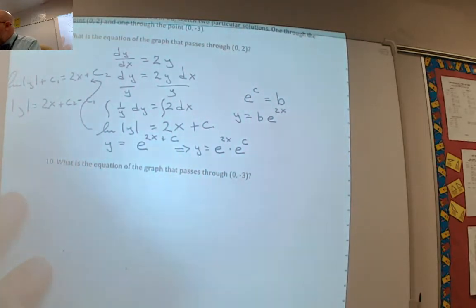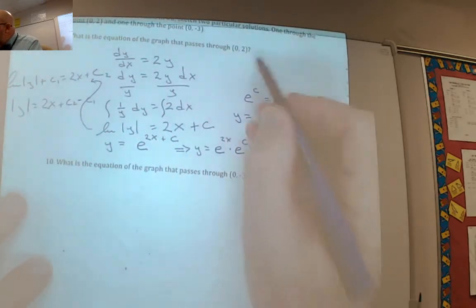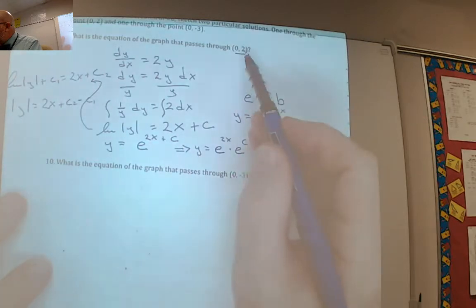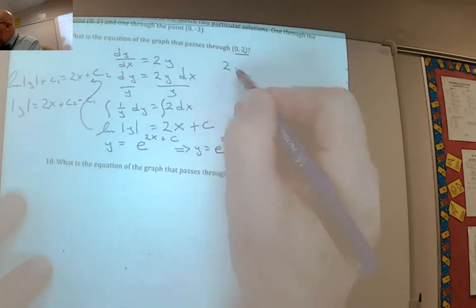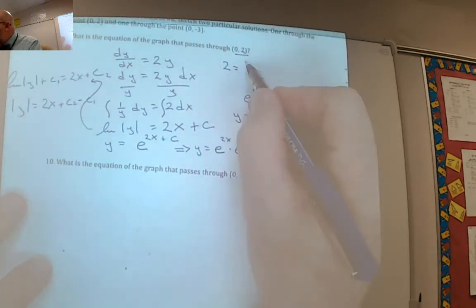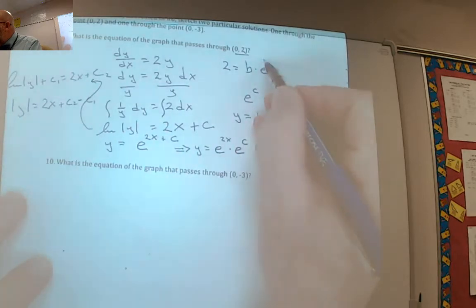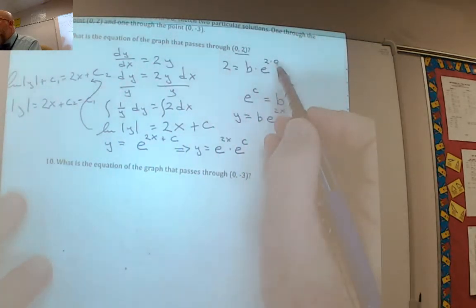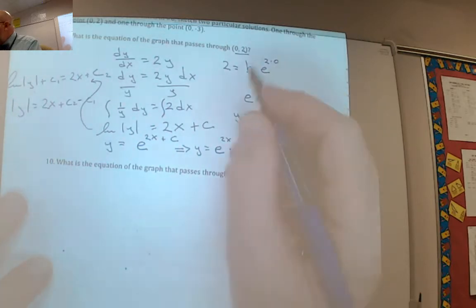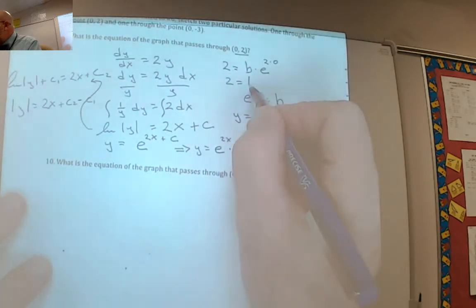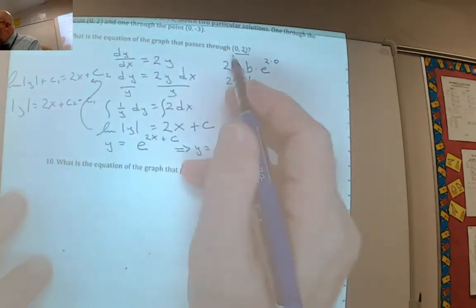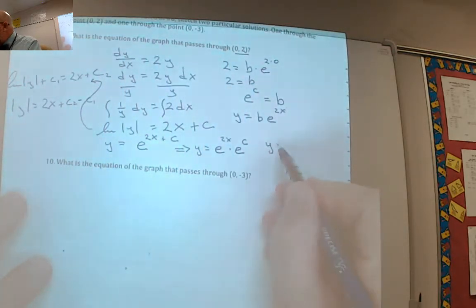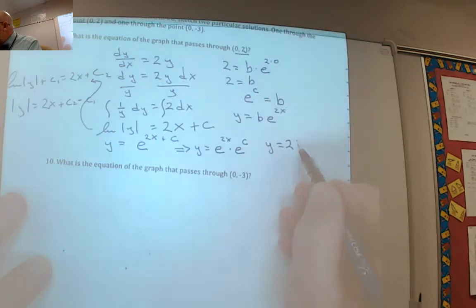All right? So now I want to come up with a particular solution. I'm going to substitute 2 in for y and 0 in for x. So I'm going to have 2 equals b times e to the 2 times 0 power. 2 times 0 is? e to the 0 is? So 2 is equal to b. So what is the equation of my graph? It is y equals 2e to the 2x.